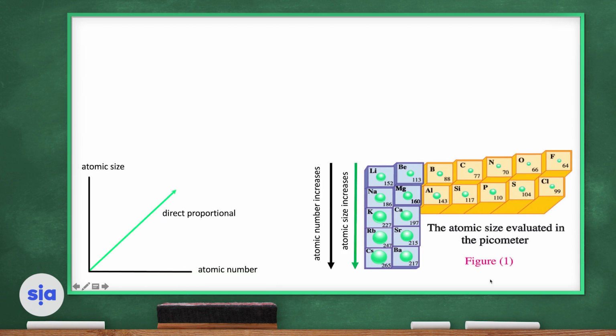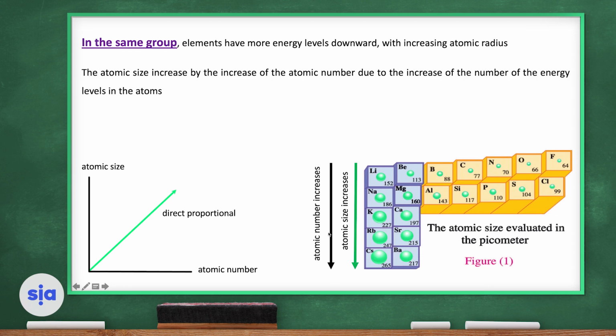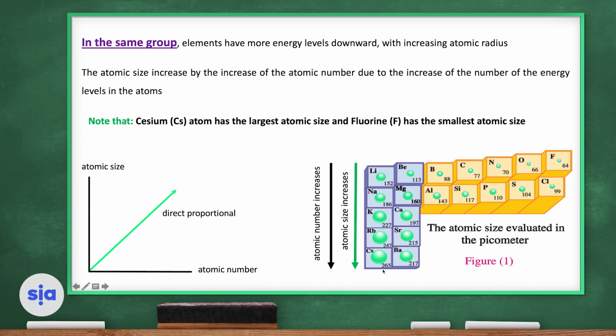What about in groups? Can you see this? Both atomic number and atomic size increase while going from up to down. Actually, the relation between atomic size and atomic number in the same group is directly proportional. Do you notice this element with symbol Cs? It's cesium. Cesium has the largest atomic size, while fluorine has the smallest atomic size in the modern periodic table.